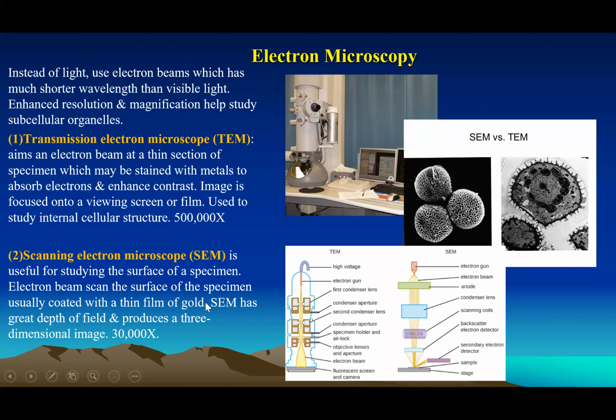In scanning electron microscopy, you study the outside surface of the specimen. The electron beams scan the surface of the specimen that is coated with gold. It has excellent depth of field, and this can amplify about 30,000 times.